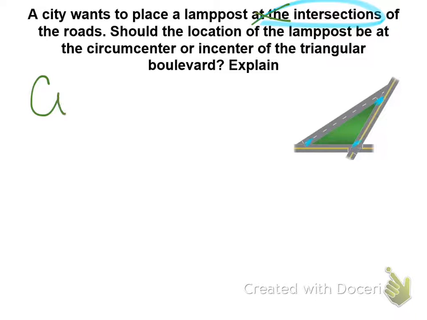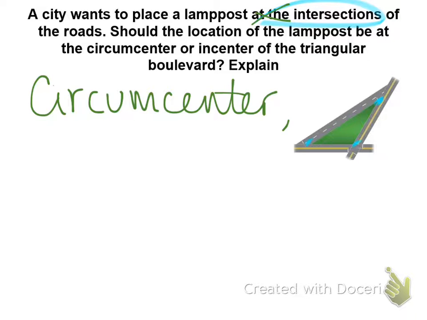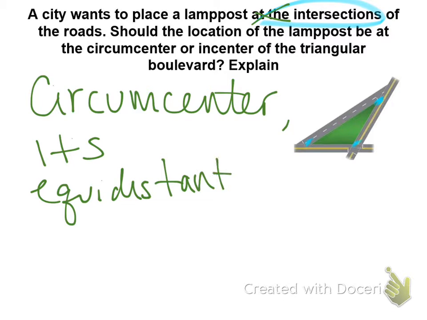We would use a circumcenter, and the reason is? That's not a good reason. Where are the intersections located? In the angles, right? Where is the circumcenter located? From the center to the angles is going to be equal. So it's equidistant. I'm going to write it's equidistant. If you want to write it's the same distance, that's fine. It's equidistant to the angles.